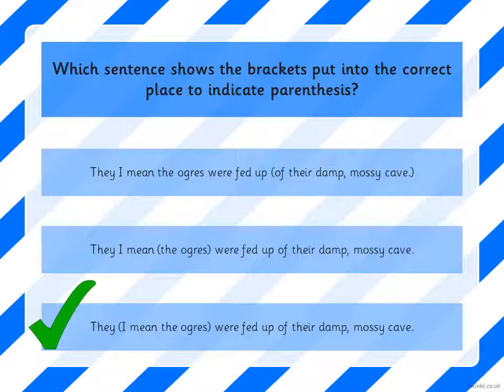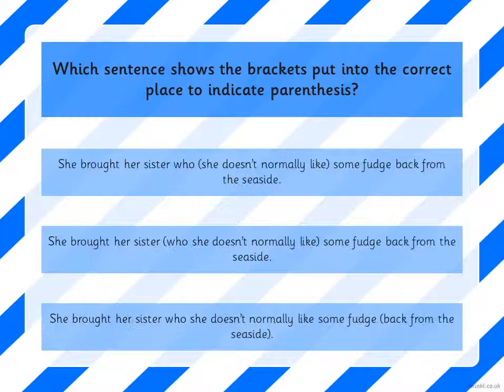Let's look at the second one, so the middle option. They, I mean, were fed up. So if I took that bracket out, it wouldn't make sense. And again, if I took the bracket out at the top one, they, I mean ogres, were fed up. It's a main clause, I mean it makes sense, but we don't usually have "of their damp mossy caves" in the brackets because I still don't know what they're fed up about. That's not my extra information. So we need that bottom one.